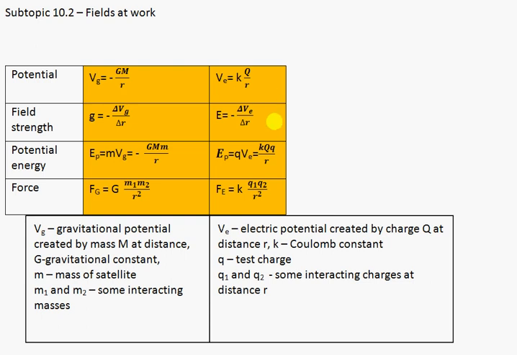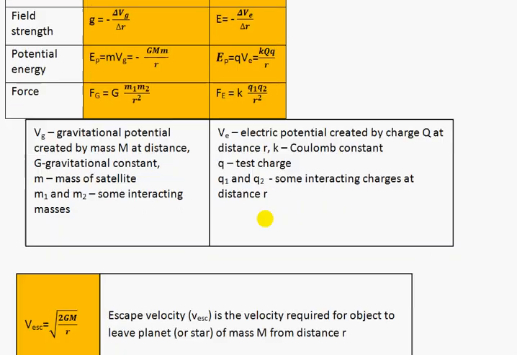Field strength is minus the derivative of potential over distance. Potential energy of charge q is given by this formula, and force between charge Q1 and Q2 is given by this formula.